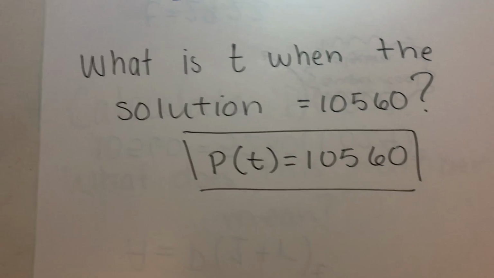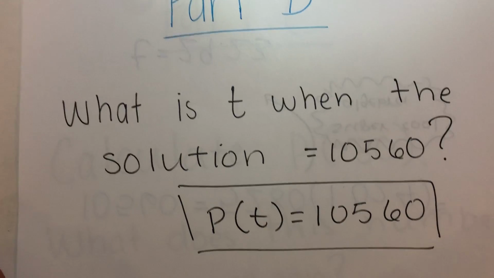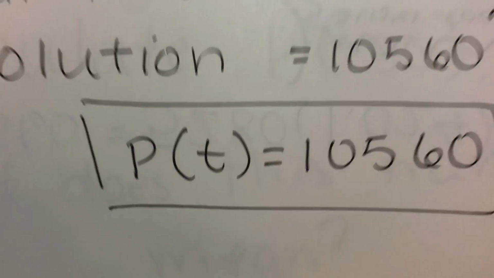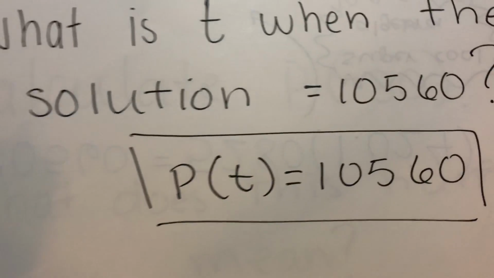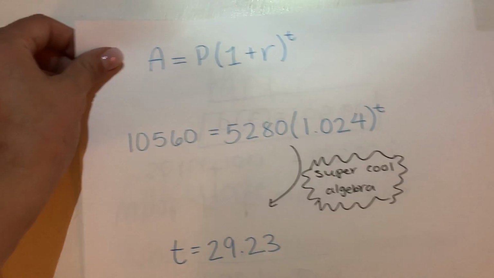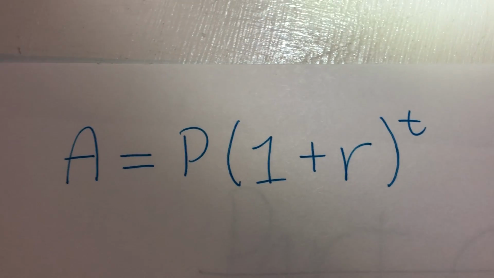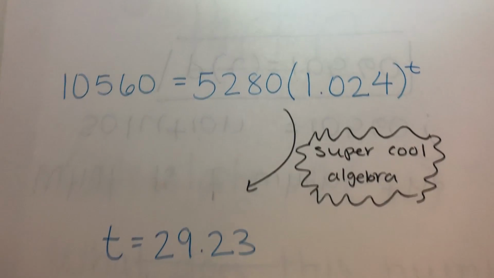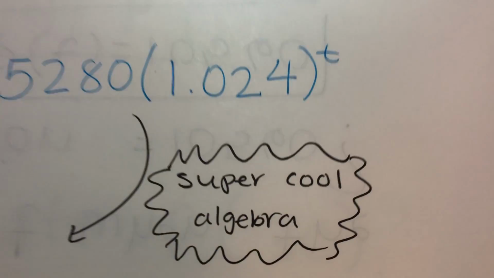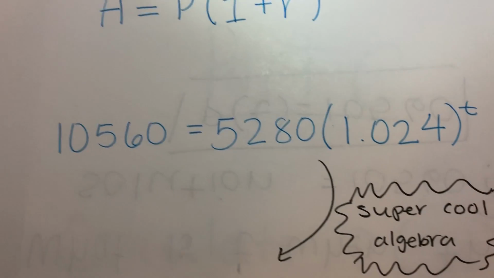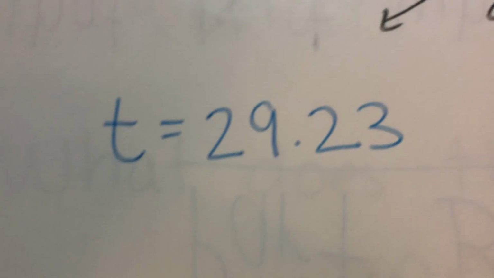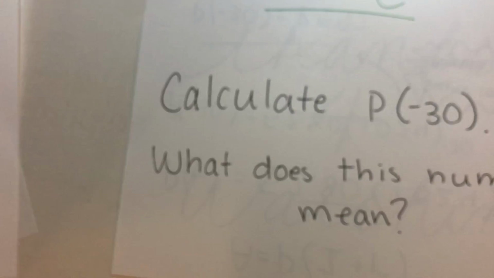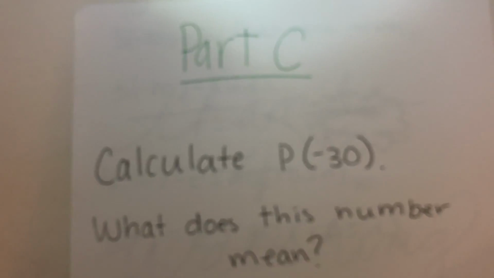Now we're going to move on to part B. What is T when P of T equals 10,560? That is what we're trying to find. Once again, reviewing the formula that we have, we're going to plug in what we know. After we've done some super cool algebra, we get that T equals 29.23. I can feel it. You're getting smarter already.